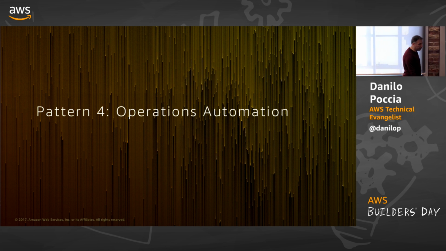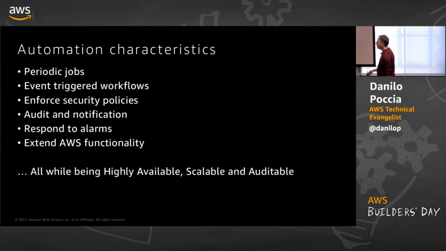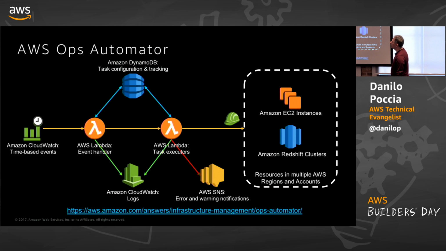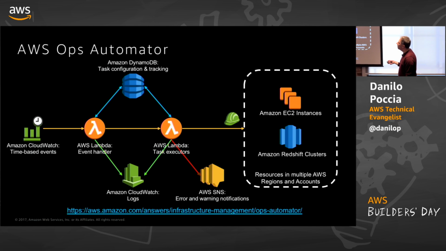Last pattern before the final one with GraphQL. IT. We've seen lots of customers using Lambda functions to optimize what they do in their IT, to respond to alarms, to manage auditing. So everything that we need to do to manage our IT organization. So this is the Ops Automator. It's an example application that you can download. We built it, and it's available on our website.